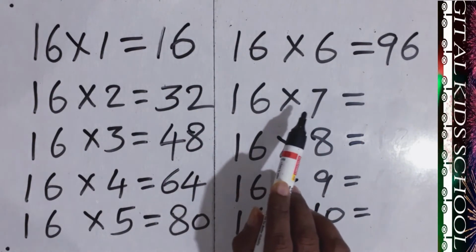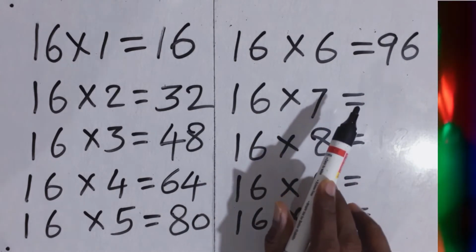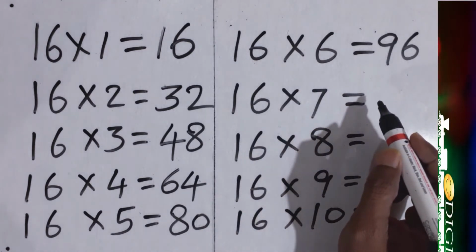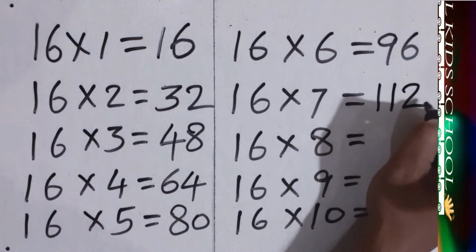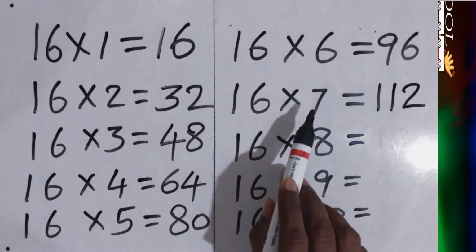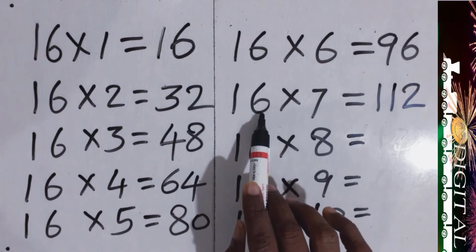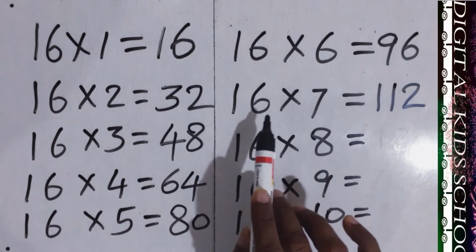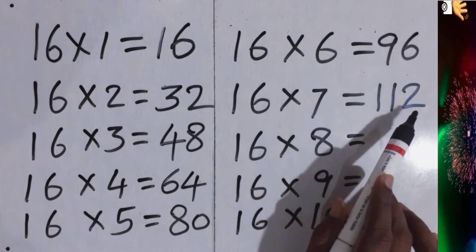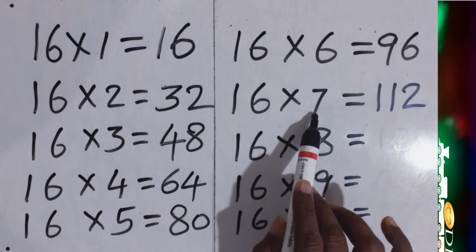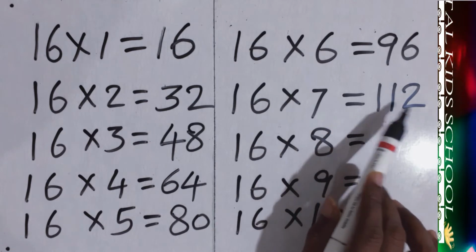Now tell me the answer. What is the answer? 16 into 7 is, write the answer here. 16 into 7 is equal to 112. 16 7 is 112. 16 multiplied by 7 is equal to 112. 7 times 16 is 112.